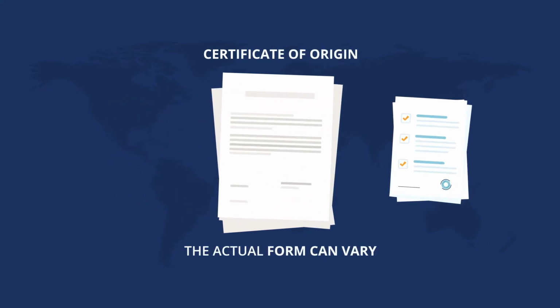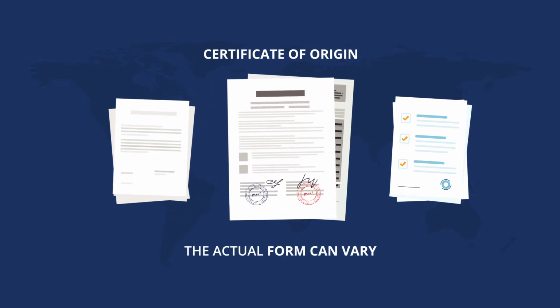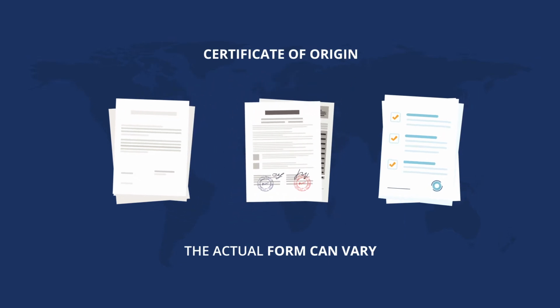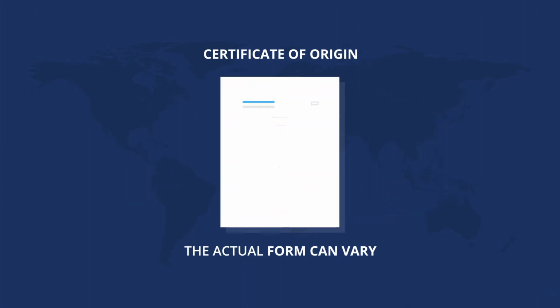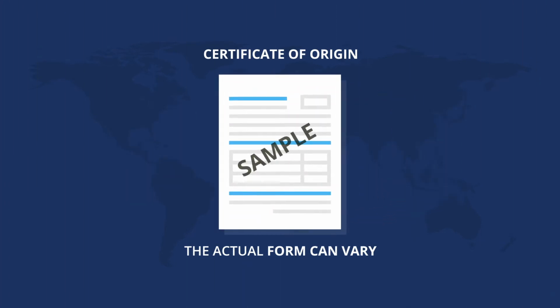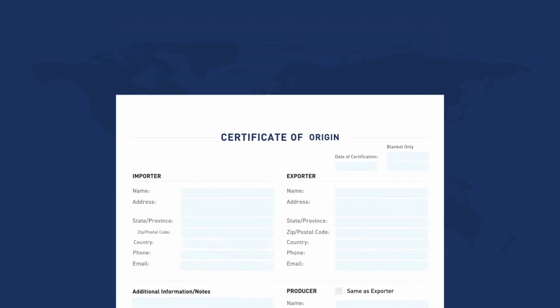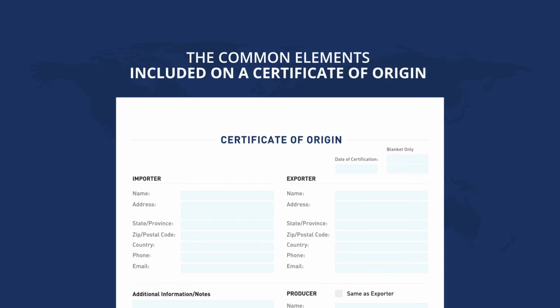It may be a specific form, a statement on company letterhead, or information added to the commercial invoice. If your buyer has requested a specific format, get a sample to use as a template. In this tutorial, we'll explain the common elements included on a certificate of origin.